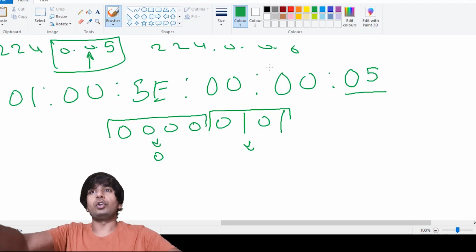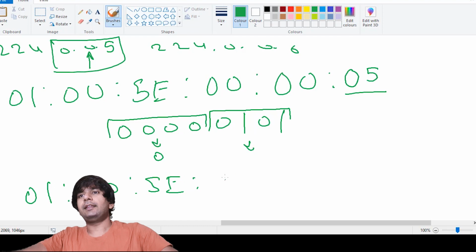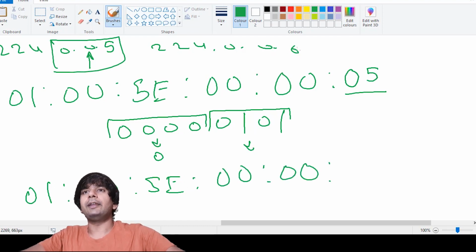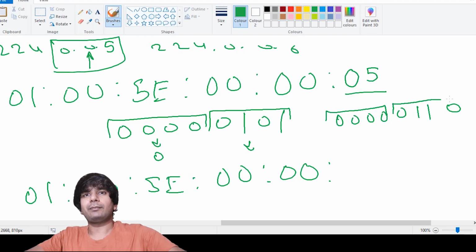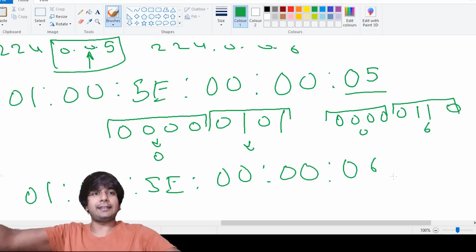And for 224.0.0.6 you will get 01:00:5E, again 00 00. Now 6: the binary of 6 is 0 0 0 0 0 1 1 0. Divide them, you get 0 and 6. We write 6 as 6 in decimal and in hexadecimal as well.